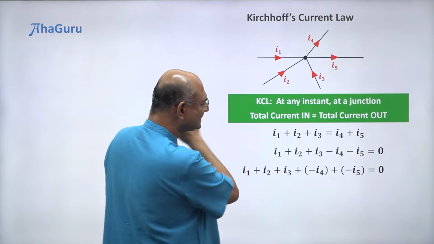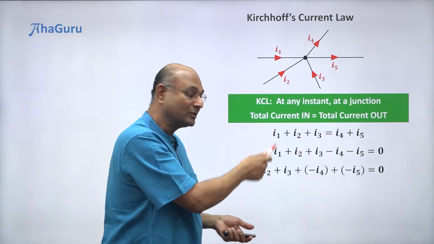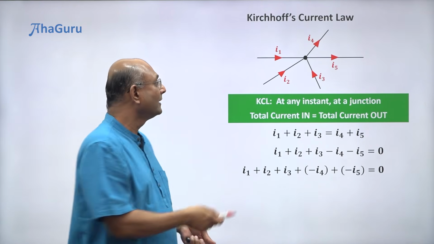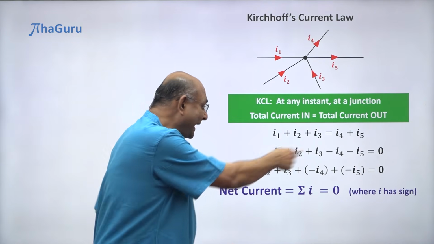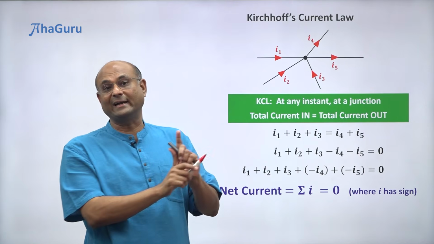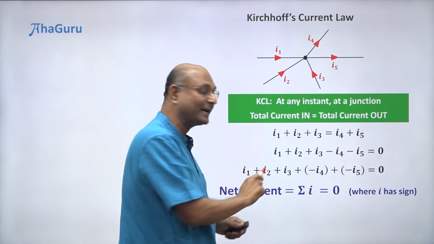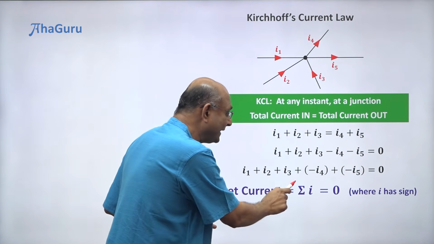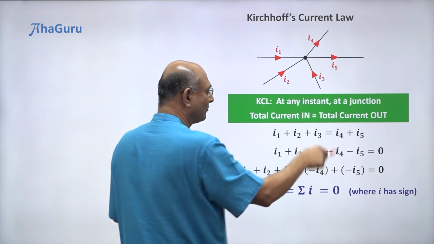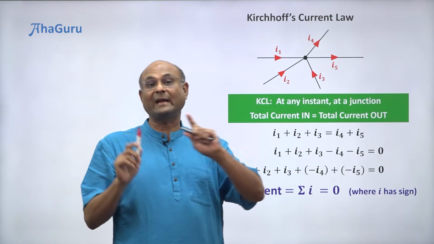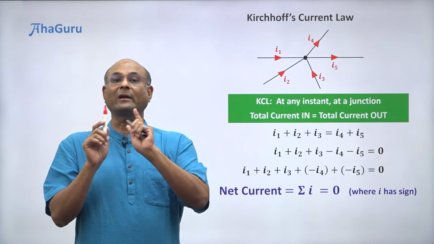But wait a minute, this is minus I4. So current going out, we are going to treat it as a negative current. That's all we have done. So if I can think of currents with a sign, incoming currents are positive, outgoing currents are negative, then I can say that this statement is net current. Sum of all the currents, sigma current, this symbol sigma means sum of all the currents. But now you are taking each of these currents with the corresponding sign. If it is coming in, we are treating it as positive. If it is going out, we are treating it as negative. So when we take the current with the sign, the sum of all the currents, we call these signed currents or algebraic currents.